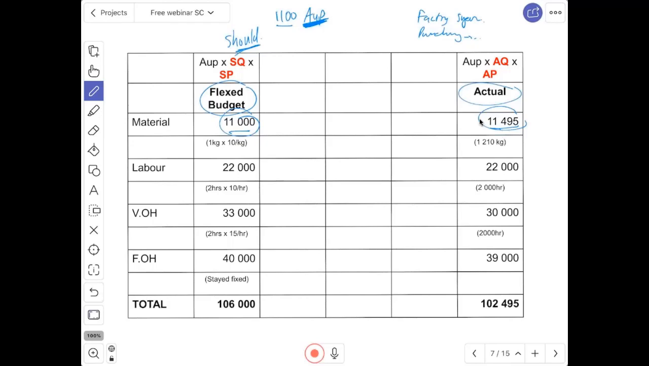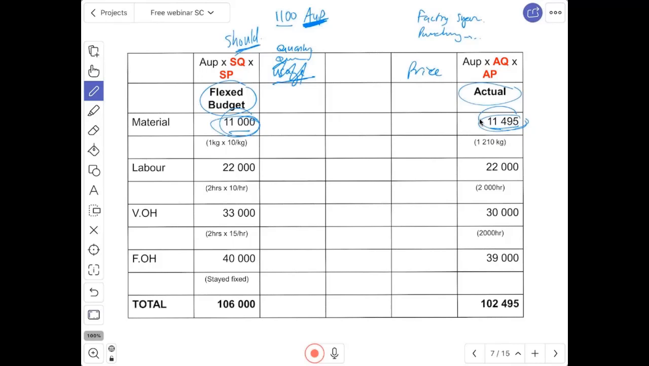But we can actually split this difference into the usage variance on this side and the price variance on that side. Now, there are lots of different words for it. We can call it usage variance, quantity variance, efficiency variance. It's all the same thing, but it's basically a quantity variance. Think of kilograms, hours, meters, liters.